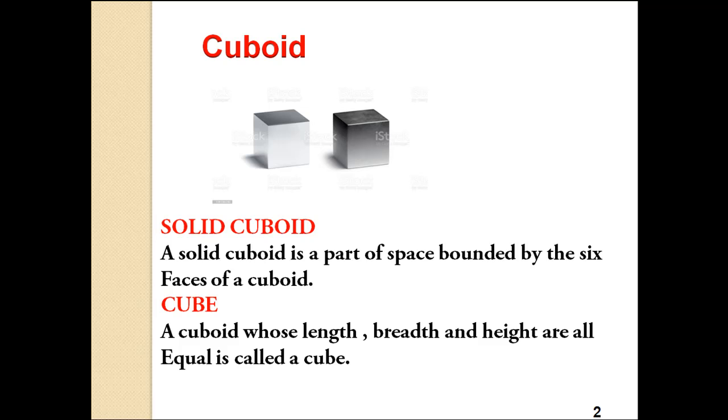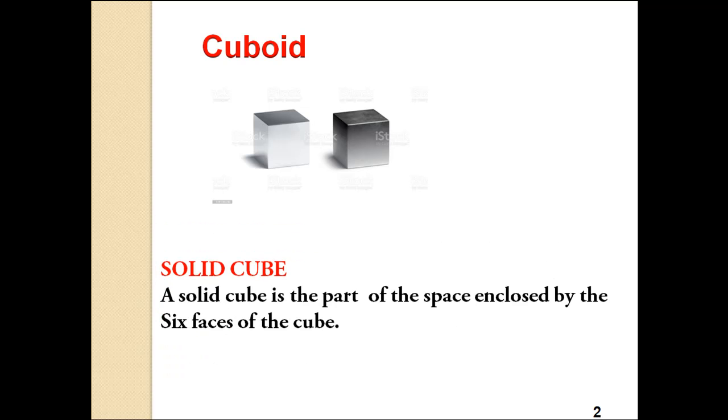Solid cuboid. A solid cuboid is a part of space bounded by the six faces of a cuboid. Cube. A cuboid whose length, breadth and height are all equal is called a cube. Solid cube. A solid cube is a part of the space enclosed by the six faces of the cube.